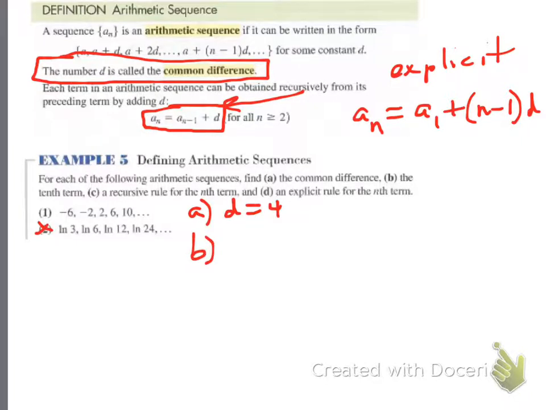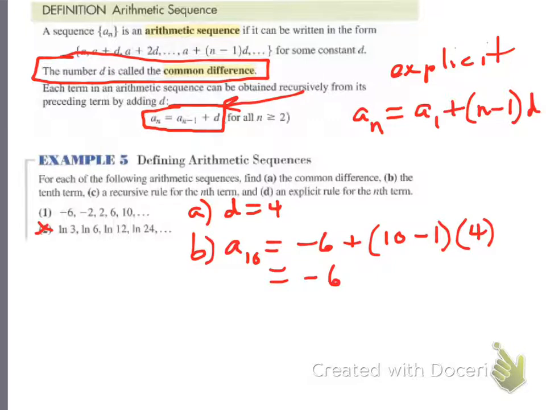Part B, the 10th term. So the 10th term, we're going to use the explicit formula. So a sub 10 equals a sub 1. Well, the first term is negative 6 plus, now remember, n is the number of the term. So n is 10 minus 1 times the common difference, which is 4. So that's negative 6 plus 10 minus 1 is 9 times 4 is 36. So the 10th term is 30.